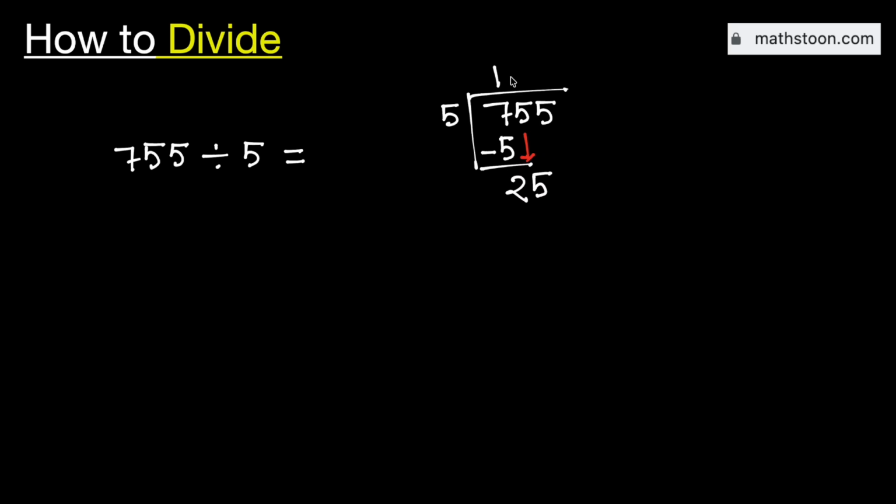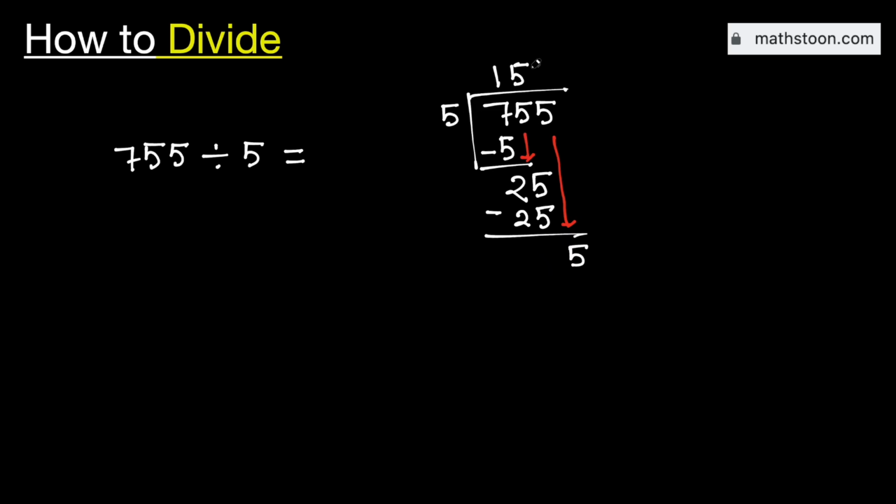And we know that 5 times 5 is 25. Subtract, we get 0. Now again this 0 is less than 5. That is why we will bring down this adjacent 5 here. But see that this is the number 5. So we will remove this 0.